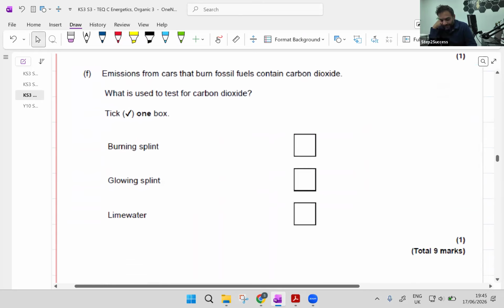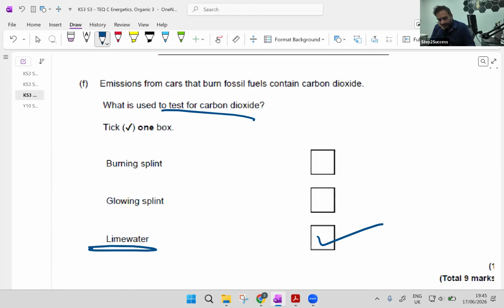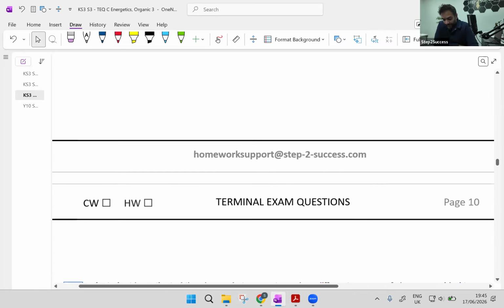The test for carbon dioxide, again, you're going to have to learn these as quickly as possible. There is a test for carbon dioxide which involves lime water that you add it to. And for hydrogen, there is a test that involves a burning splint. And for oxygen, there is a test that involves a glowing splint, which is obviously not for this question, but for a different question, it would be.